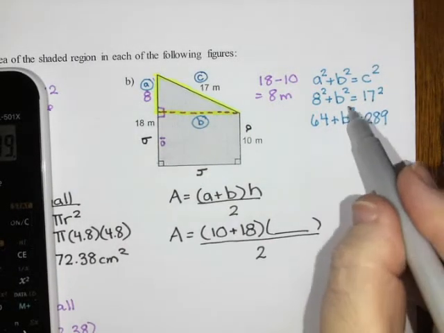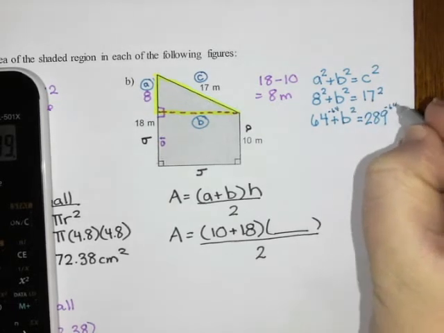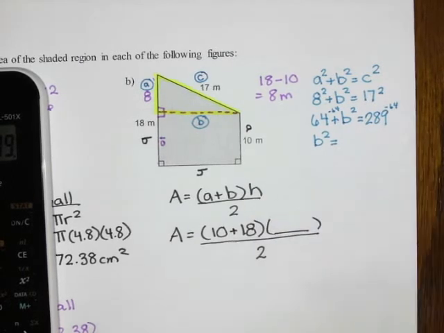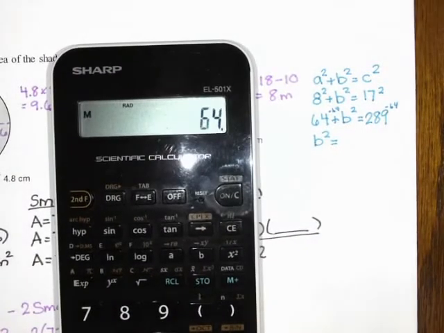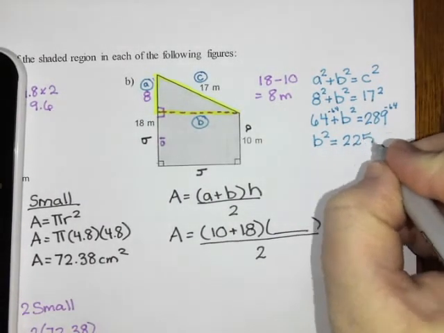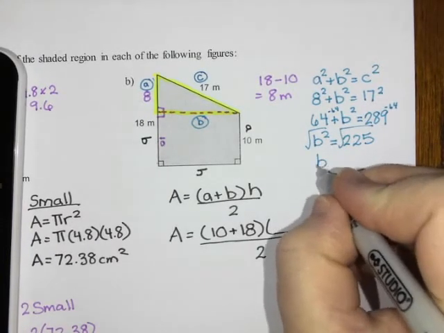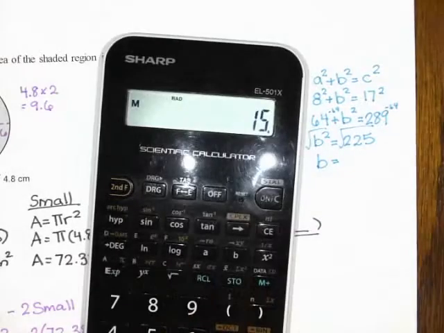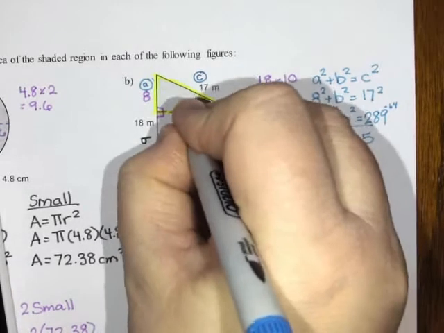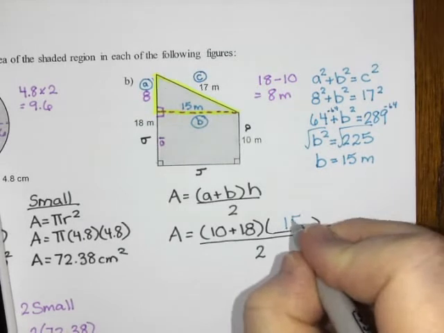I noticed that I want to solve for B, so I'm going to subtract 64 from each side. So I get B squared equals 289 minus 64 is 225. And then the opposite of a square is a square root. So I square root 225 to get 15. That means this side here is 15 meters, so the height is 15 meters.